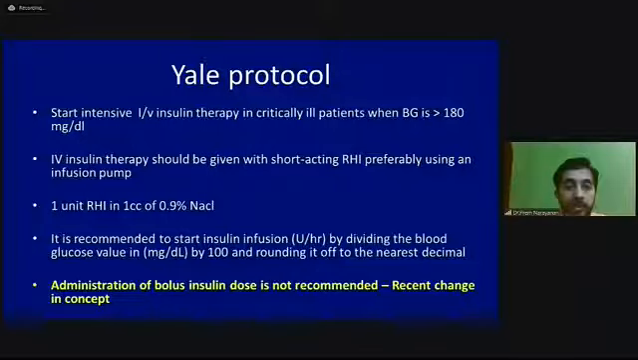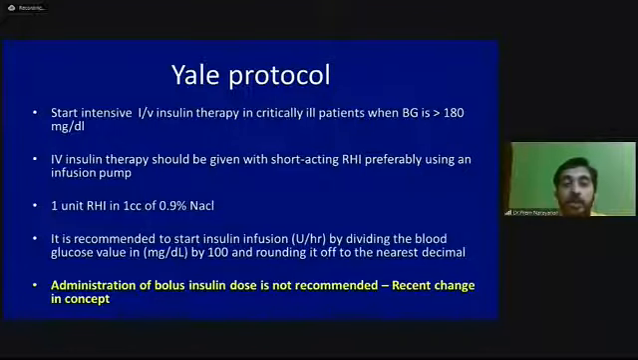As said, start IV insulin therapy in critical patients when glucose is more than 180. IV therapy should be given with a short-acting regular insulin, preferably using an insulin infusion pump. It should be diluted in such a way that 1 unit of regular insulin is there in 1 cc of 0.9% normal saline. It is recommended to start the insulin infusion by dividing the available blood sugar value by 100 to get the starting dose of insulin units per hour, to the nearest decimal. We will come again to the detail.